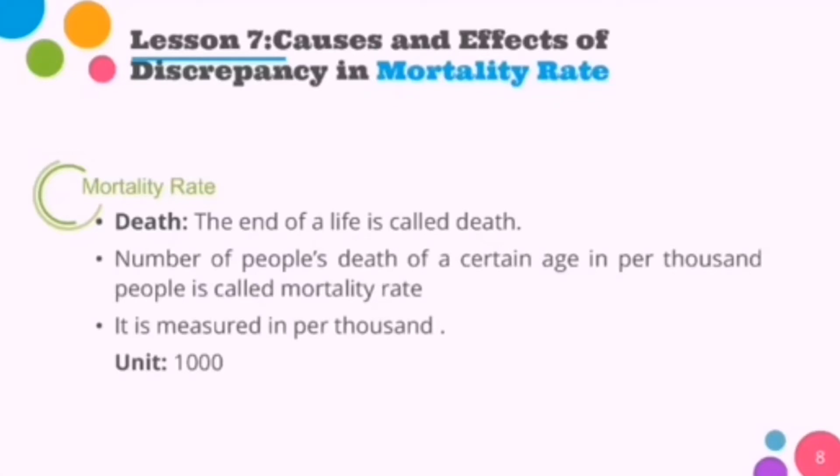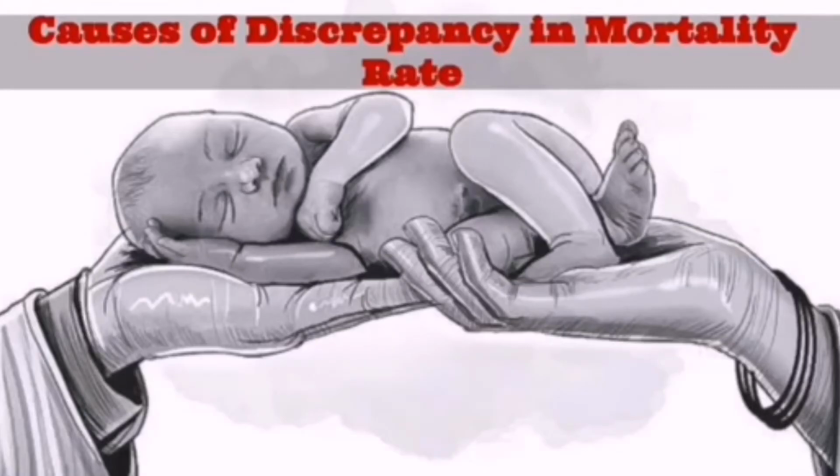Per thousand, it is the unit of measuring mortality rate. That's why we are saying that mortality rate is measured in per thousand and the unit of calculating mortality rate here is thousand or per thousand. Both are same. Now we will know the causes of discrepancy in mortality rate. There are many causes that we will learn about the discrepancy in mortality rate.